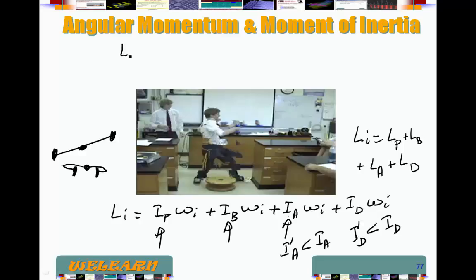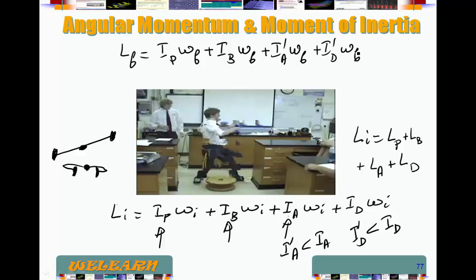So that's why my new angular momentum is going to be I_P omega F plus I_B omega F plus I prime A omega F plus I prime D omega F. And again, because of conservation of angular momentum, this should be equal to L_i. Same angular momentum. However, a larger angular velocity.